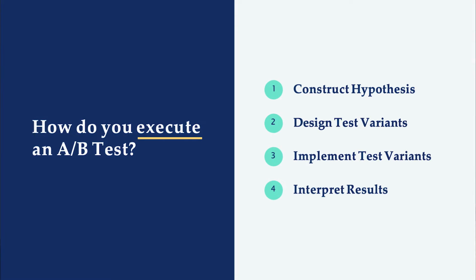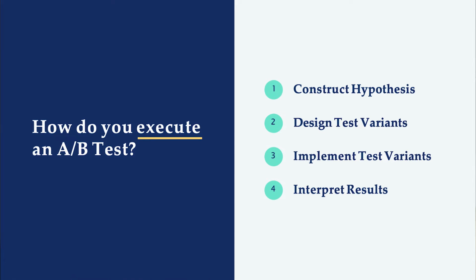All right, so I'm going to talk a little bit about some tips and pointers for actually executing A/B tests. So the first one, and we've alluded to this a little bit, is construct a hypothesis. You're going to want to obviously design your test variants, which Allie will talk about. Then it's time to implement those test variants and then interpret your results. So let's break these down step by step.